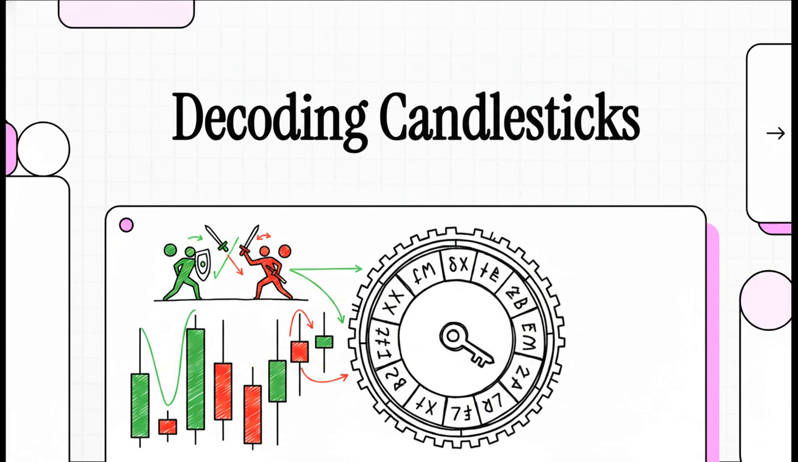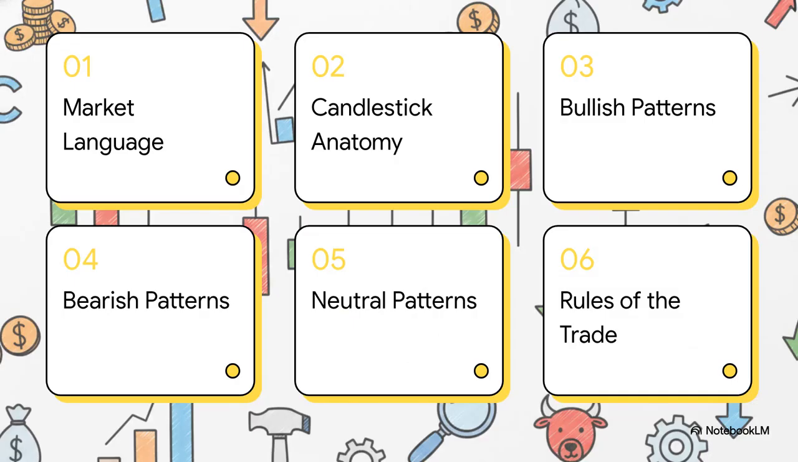See, every single chart is this dynamic minute-by-minute battlefield narrative between two massive forces, the buyers and the sellers. Welcome to this explainer. Today, we're going to translate that battlefield. We're going to give you the ultimate decoder ring so you can finally understand the language of candlestick patterns. Okay, let's dive into this.